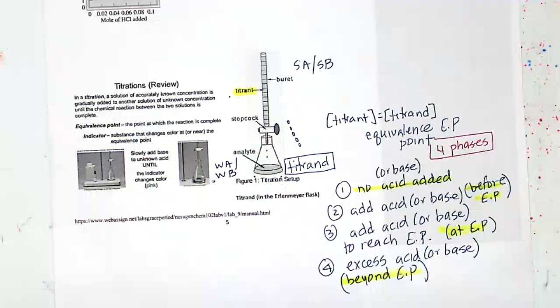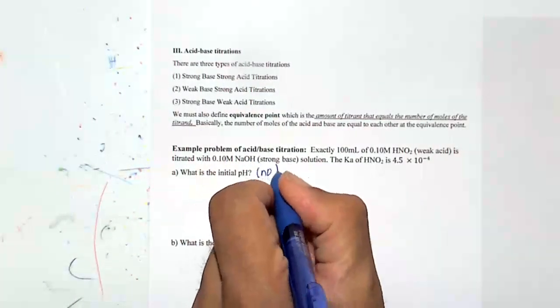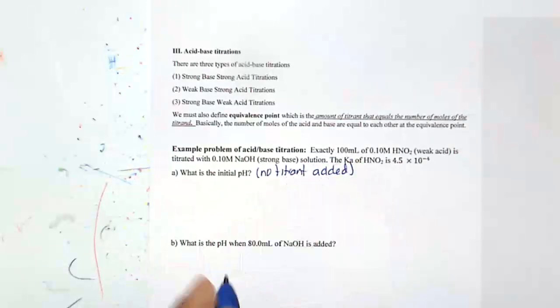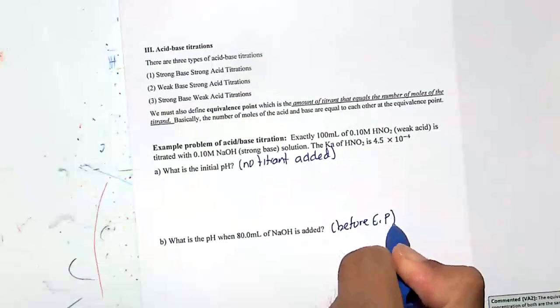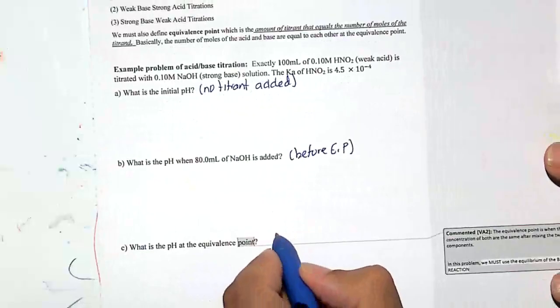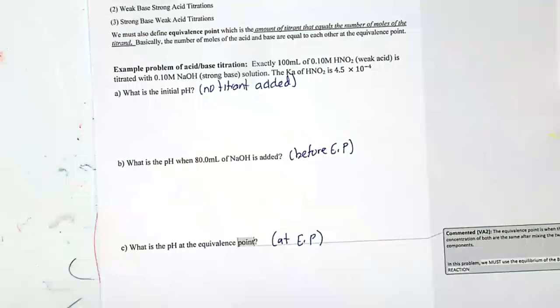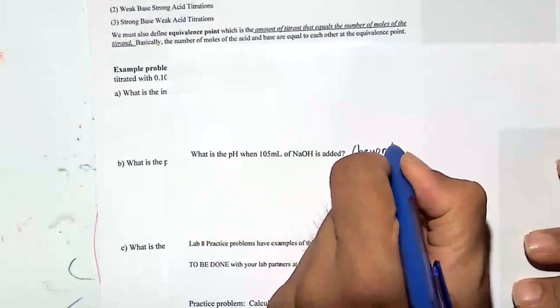So in part A here, this is what we'll start on Friday. In part A, we're not adding anything, so no titrant added. Part B is before equivalence point. Part C is the pH at the equivalence point. And then part D here is after or beyond the equivalence point.